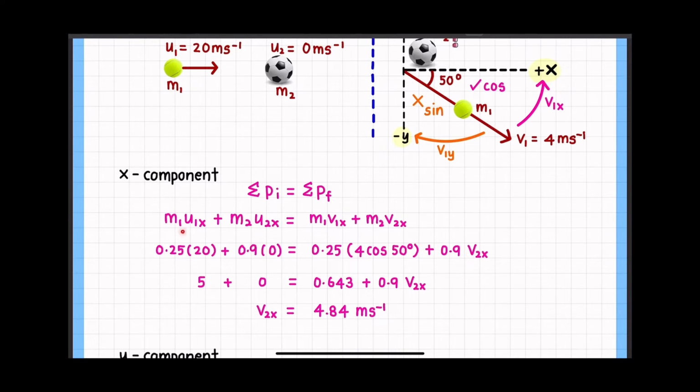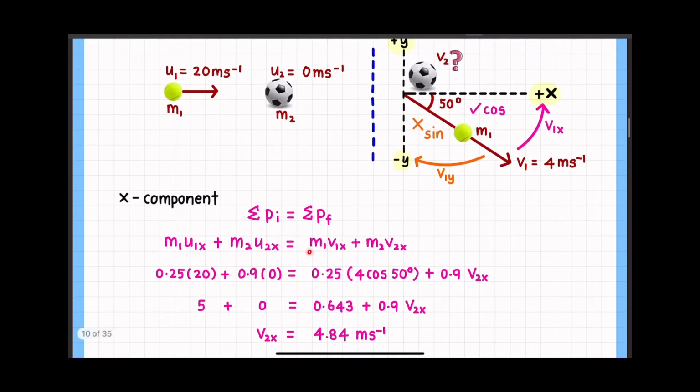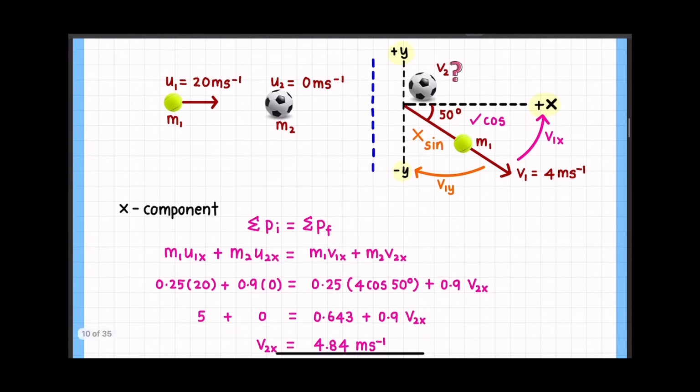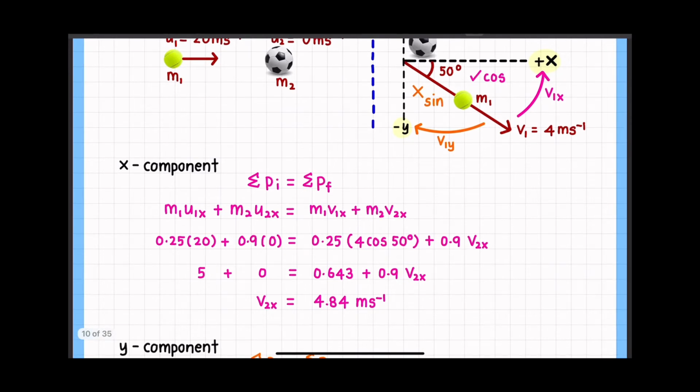Alright, so masukkan M1 0.25, saya tukar dalam kilogram, so U1X is 20 meter per second to the right, positif lah. Okay, plus with 0.9 times with 0 because not moving, and then after collision, M1, the tennis ball, is 0.25, V1X, V1 go to component X. So ada angle, yes, guna cos. For cos 50. Okay, plus with, okay, 0.9, this ball, saucer ball, 0.9. V2 tak tahu pergi mana kan? Tulis je dalam sebutan V2X. You tak payah tulis sama ada cos ataupun sin sebab you pun tak tahu dia pergi mana. Just leave it as V2X. Okay, so calculate the value and simplify that V2X is equal to 4.84 meter per second. Okay, ni adalah nilai V2X.